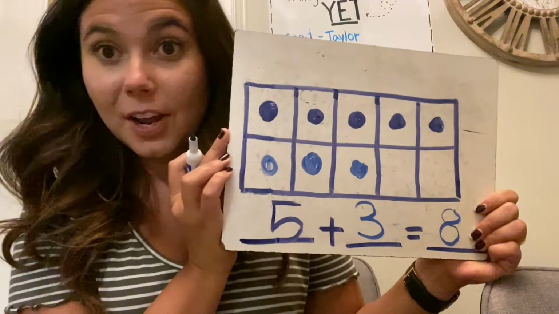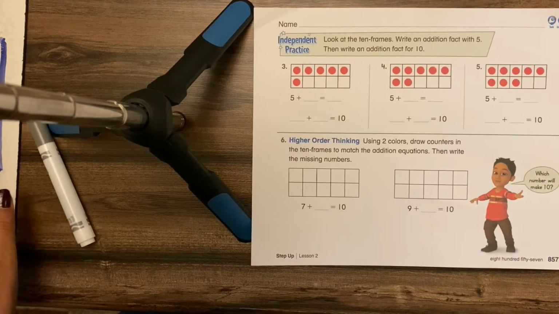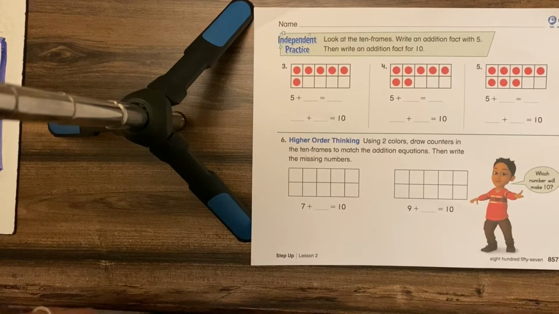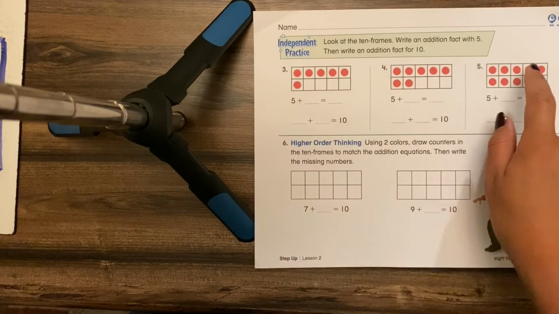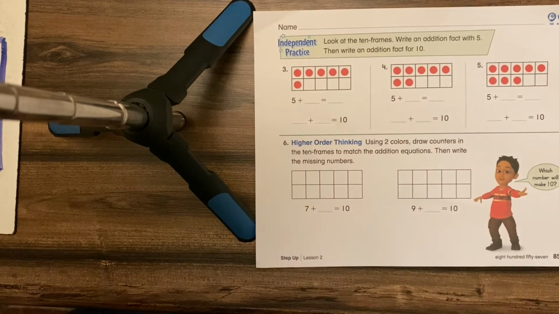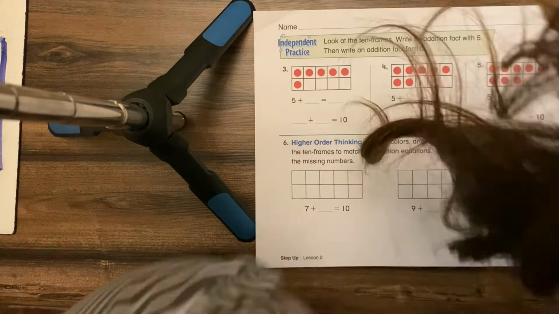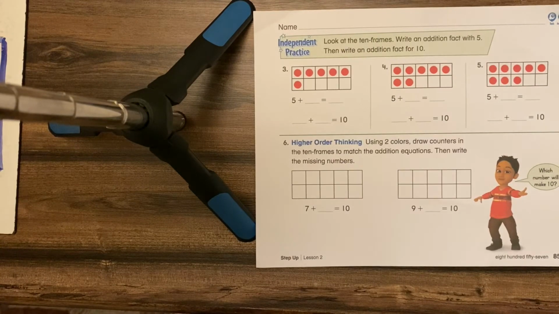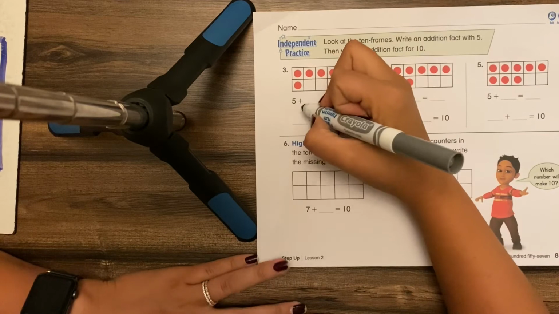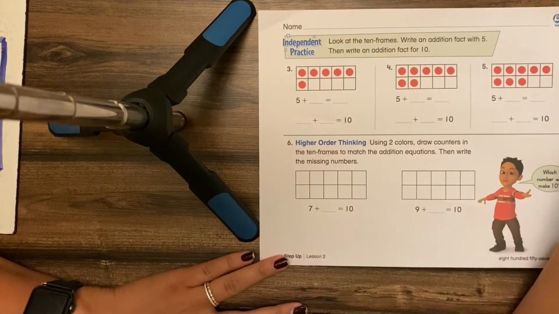Let me get the paper and I'll show you some more examples. All right, here we go. Do you spy all those 10 frames? I see 1, 2, 3, 4, 5, 10 frames on one page. Ooh, and all kinds of numbers for us to fill in. Let's get started. All right, looking at number 3, how many counters do you see in the frame?